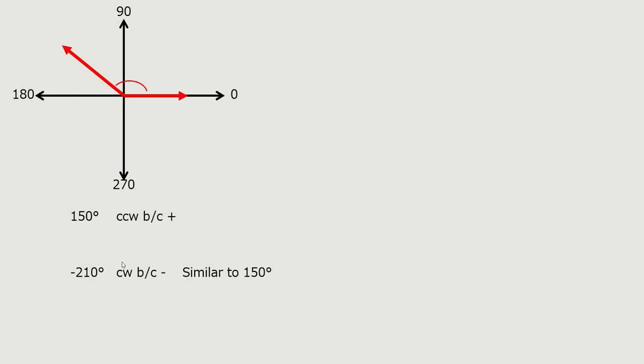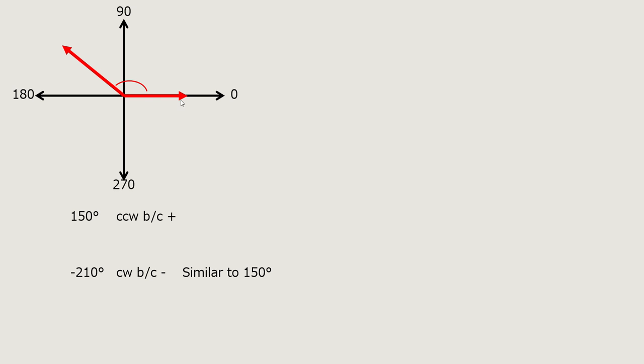You can figure that out by adding 360 to negative 210, and you'll get 150. So this negative 210 degrees, the terminal side should be at the same terminal side as 150 degrees. But again, we're moving clockwise this time.